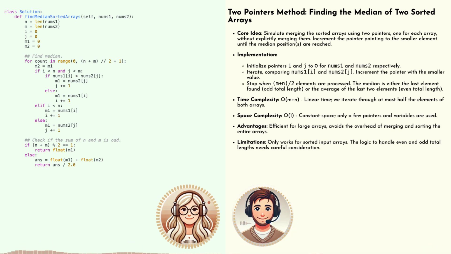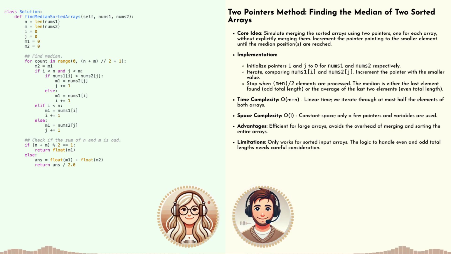Oh, interesting. And how do we actually use those pointers to find the median? We keep track of how many elements we've processed, because to find the median, we need to reach the middle position of the combined array. So once we've processed enough elements to reach the middle, we've found our median. Almost. If the combined array has an odd number of elements, the last element we processed is the median. If it's even, we need to average the last two elements we processed. Okay, that makes sense. Could you walk me through a simple example just to solidify this concept?